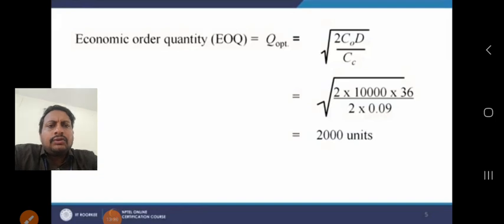Now we will solve problem 3. If the scientific EOQ model is not followed, how much will the loss be? So we are going to see. We are placing the order randomly.